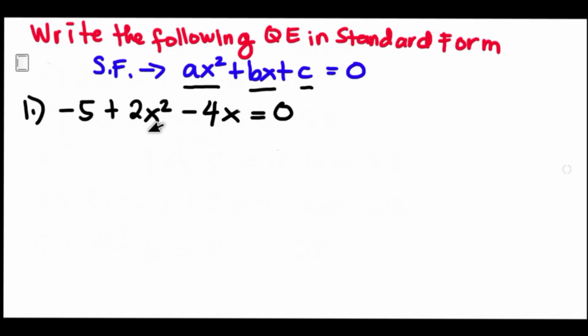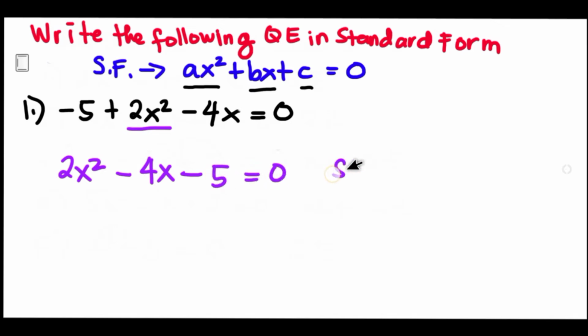So, let's answer this one. Number 1 is negative 5 plus 2x squared minus 4x is equal to 0. So, unahin na natin yung may pinakamataas na exponent, yung may 2. Ayan, so 2x squared. Sunod naman yung may 1 na exponent. So, negative 4x. And then yung last, yung c, yung constant, na negative 5. Negative 5 is equal to 0. So, this is the standard form of the quadratic equation.